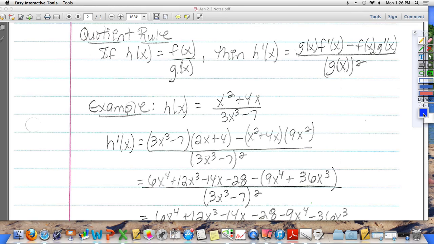So derivative, not derivative, not derivative, derivative, over the not derivative squared. So it's just a matter of remembering when to do what. But you'll have the formula in front of you.